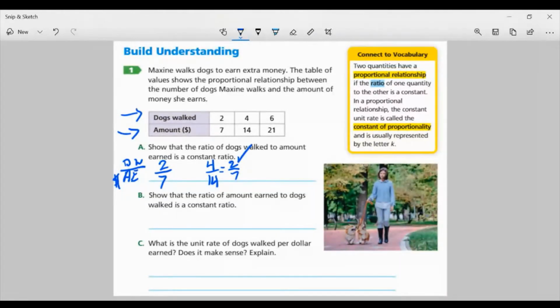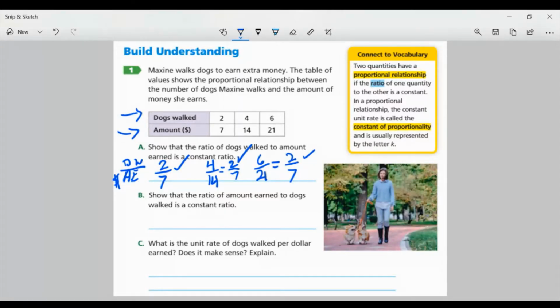This one works. What about 6/21? Well, 3 can go into both 6 and 21. 3 goes into 6 2 times, and 3 goes into 21 7 times. So this one has a constant rate, and we can prove it by showing simplest terms, right?